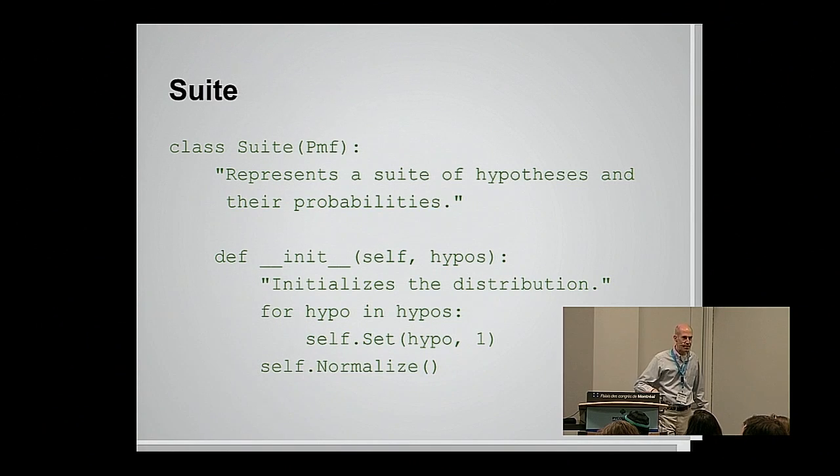So this is the init method. So a suite is a kind of class. A suite is a kind of PMF. So I inherit all the methods that you just saw for PMFs, and I'm going to add init. So if you give me a list of hypotheses, I'm going to initialize the suite, and I'm going to give the same probability to all of them. That's a common prior distribution, a whole bunch of hypotheses that are equally likely. If you've got a different prior, you would just override this.